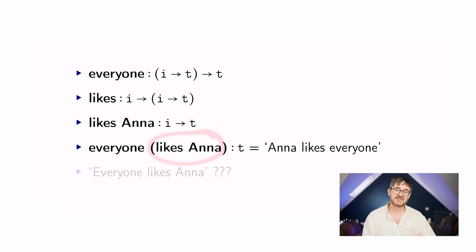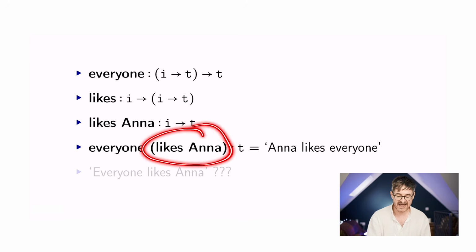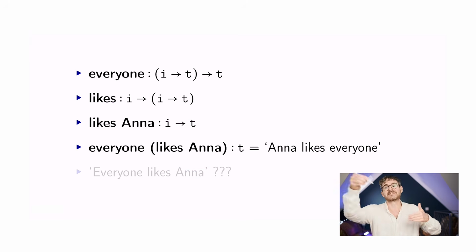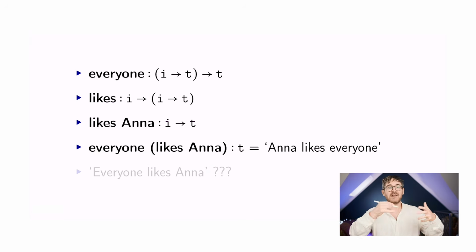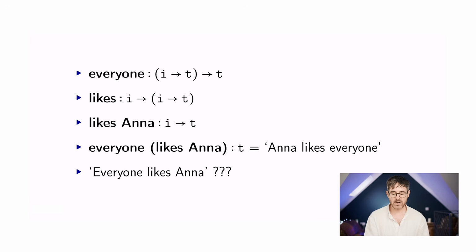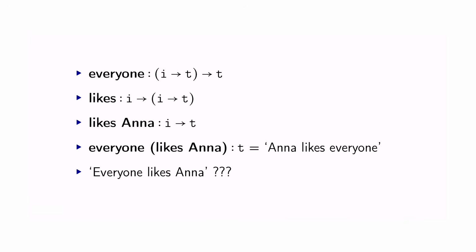Likes Anna is going to be a predicate applying to the people that Anna likes. Okay, so if likes XY means that X likes Y, then likes Anna means Anna likes whoever you apply to that function. So likes Anna means Anna is doing the liking, so everyone likes Anna means Anna likes everyone. But that's not what we wanted to say. If we wanted to say everyone likes Anna, that's not something we can yet do.